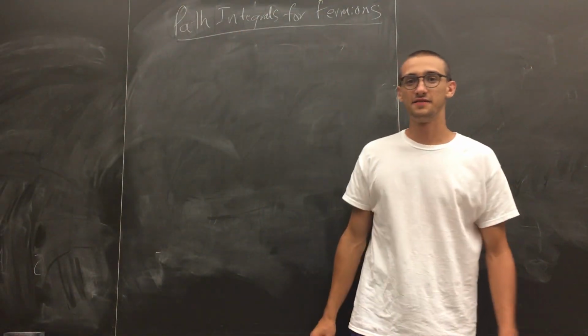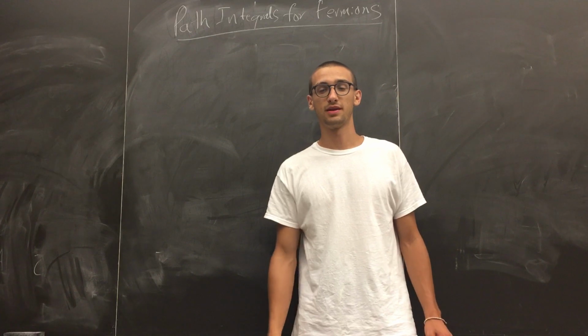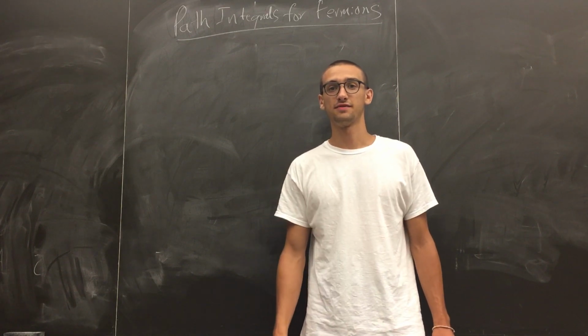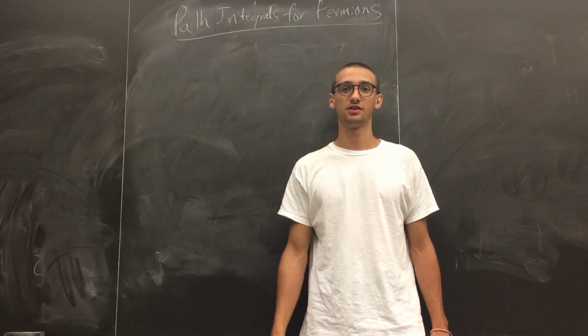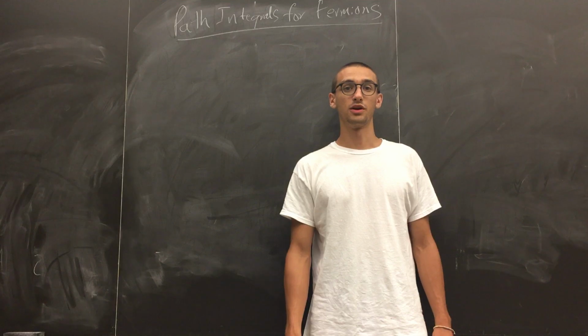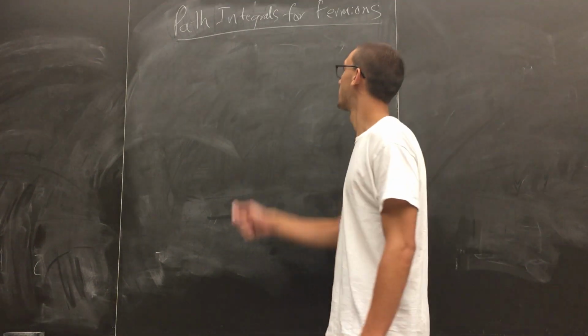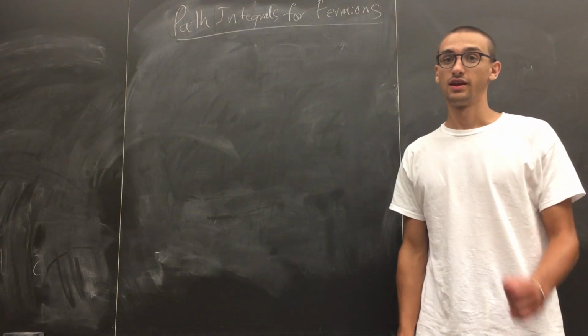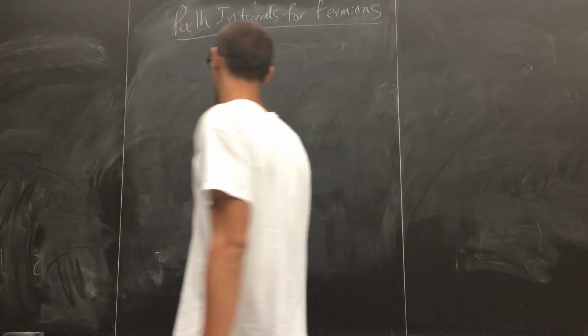Hello. In this video, we'll be using the Grassmann numbers that we learned in the last video to show a cool application of the formalism of fermions in quantum field theory. So, we're going to calculate the path integral for fermions, and we're going to see something nice that happens.